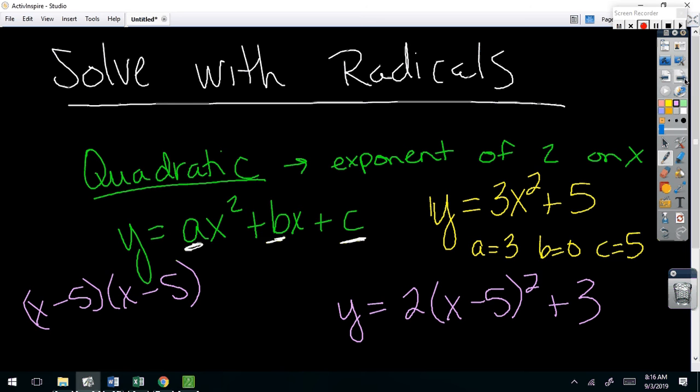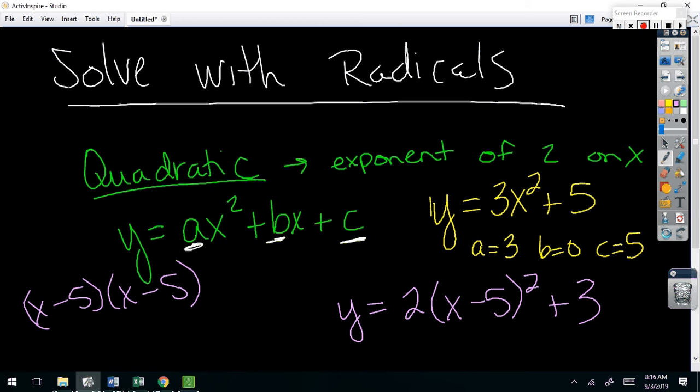All right, so when we solve quadratics, let's say I have, let's do an easy one, 2x squared, let's make it 4x squared equals 25.